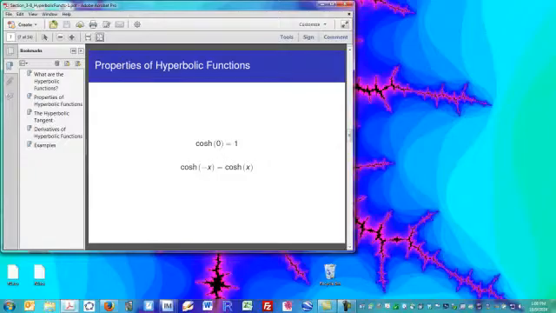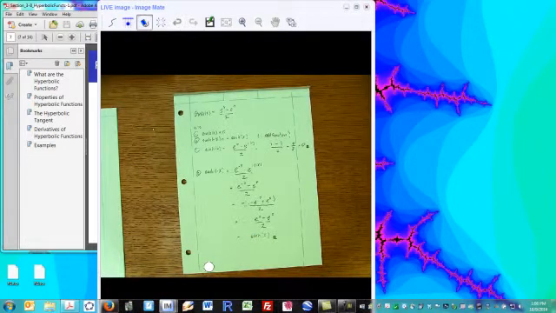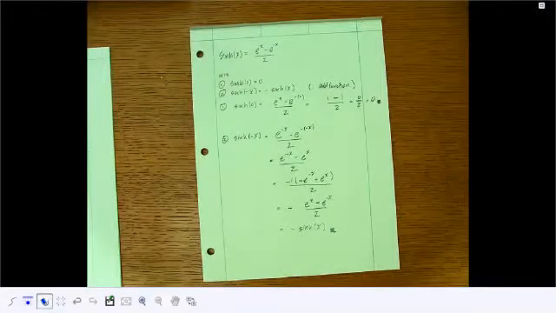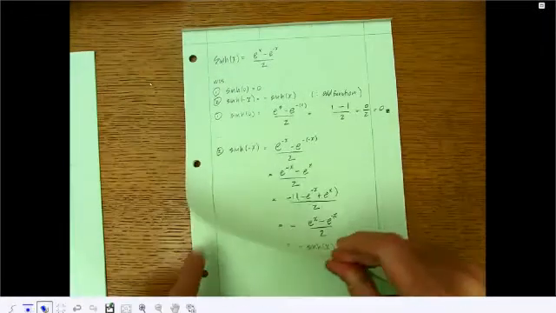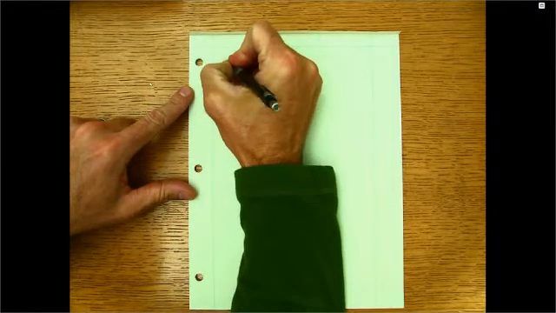So let's go back to pen and paper and take a look at those two cases. Let's get something a little bit bigger so you can actually see it. Okay, so let's get myself going here. Let's remind ourselves what the hyperbolic cosine is.